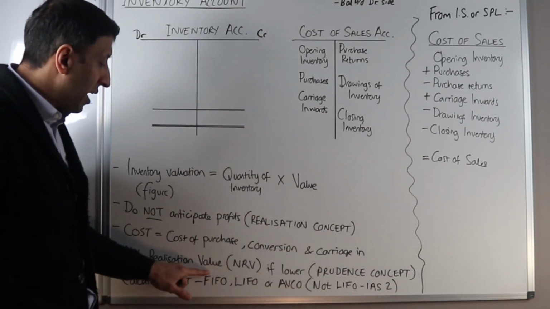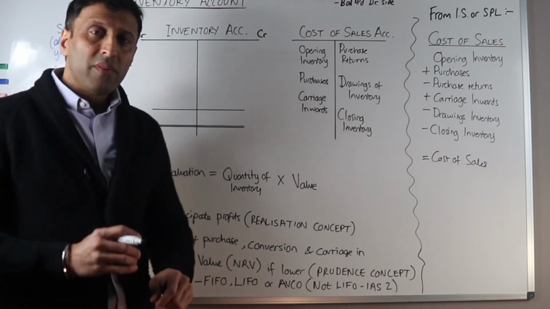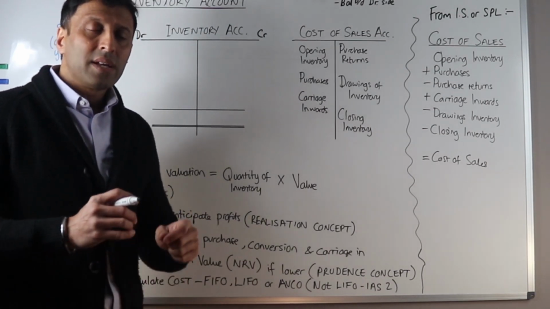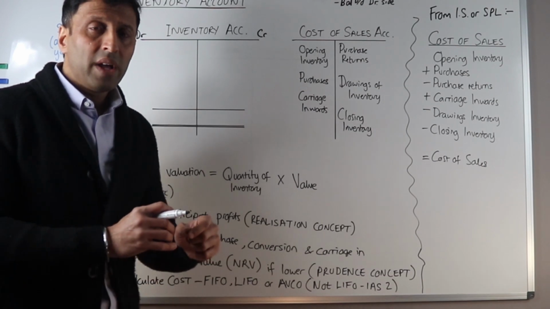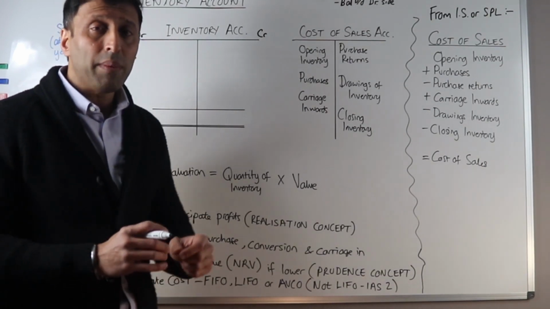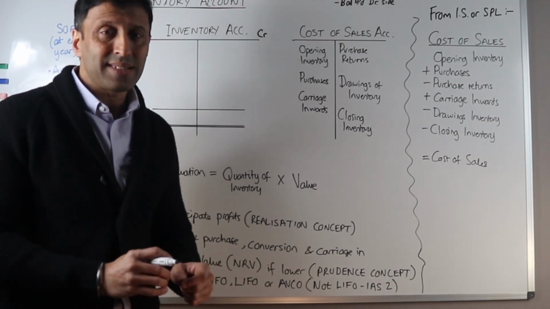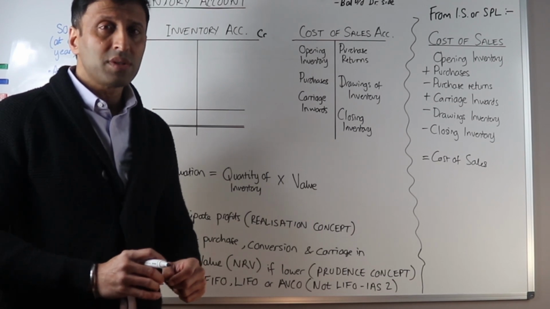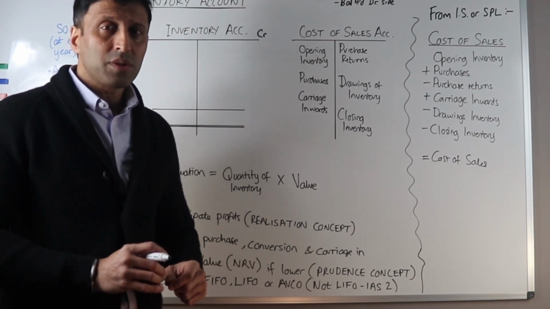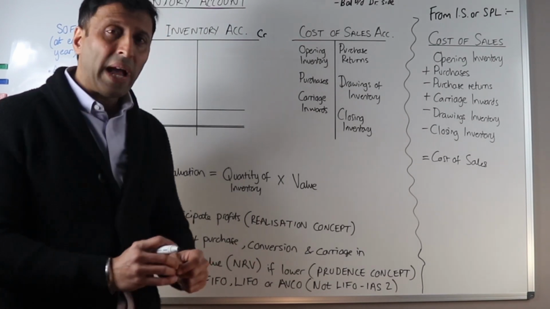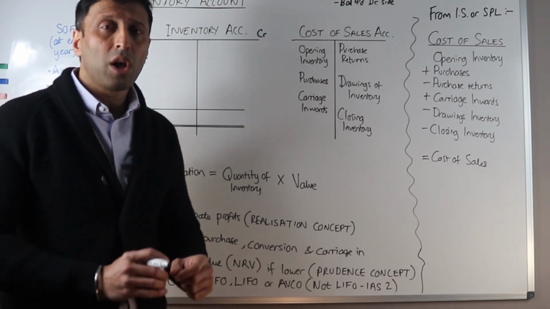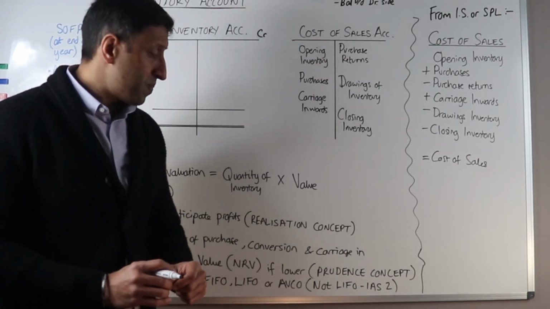Net realizable value, or NRV. We can value inventory at whichever is lower, cost or net realizable value. So if the net realizable value of the inventory, how much we can get for that inventory, is less than the cost, then we can reduce the value of inventory down to its net realizable value, which could be lower than the cost. So this would happen when we're calculating the closing inventory valuation.